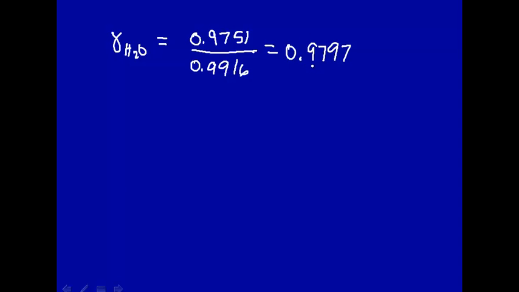The activity coefficient is less than 1, meaning that even though you have a 0.9916 mole fraction, the activity is less than that. So it's as if water is less active than you would expect for its mole fraction. So that's it for examples.